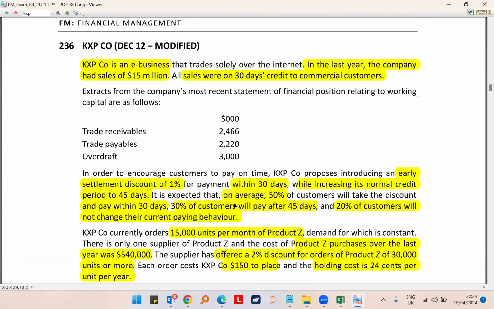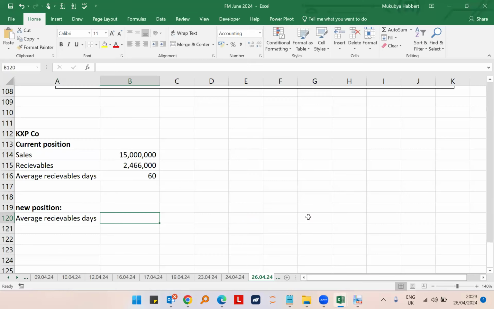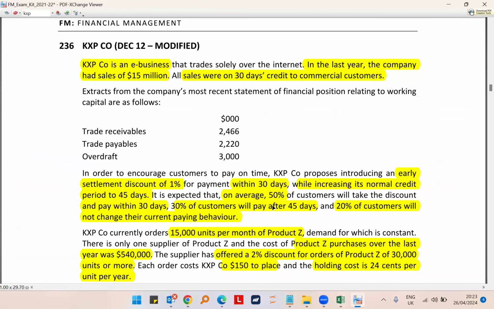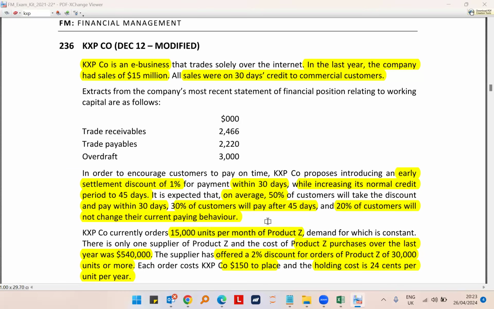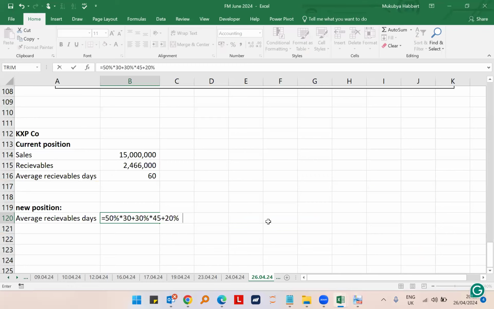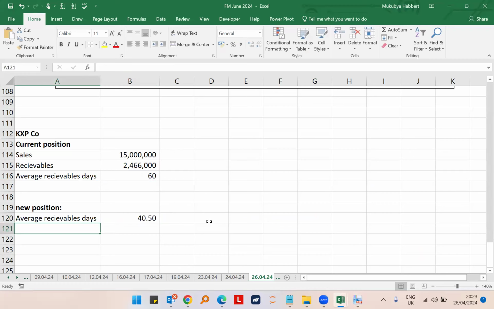Now, 50% at 30 days, then 30% at 45 days, and finally 20% at the current position, which is 60 days. On average, the days will become 40.5.